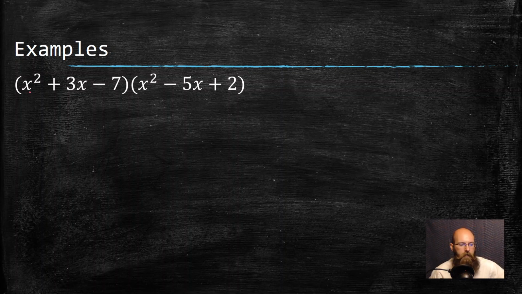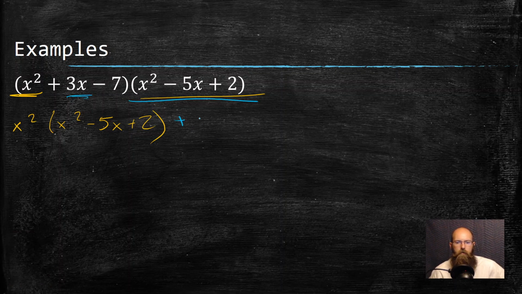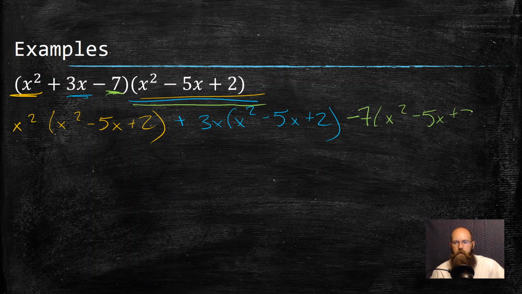This one, I'm taking this x squared, and I'm going to distribute it to everything. Let me do the same thing I did last time. I'll do it in orange. That one times all of that. So x squared times x squared minus 5x plus 2. Then I need to go over to, I think I did blue next last time. So a 3x gets distributed to all of that. Then in green, I have that negative 7 that gets distributed to all of that. Very similar to the last one, except there's no y's.